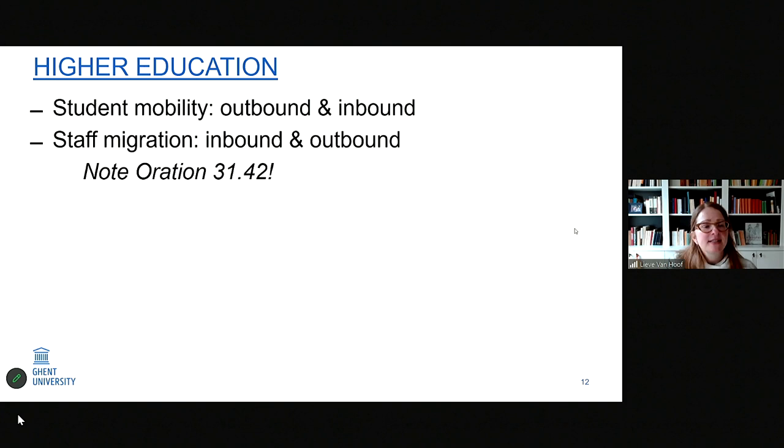A second typical kind of mobility, which we see very vividly in the correspondence of Libanius, is mobility connected with higher education. First of all, student mobility. Here we have quite a lot of outbound mobility, in the sense that of eight students of Libanius throughout his career, we know for sure that they came from Palestina. There may have been more, but we don't know the geographical provenience of all of Libanius' students.